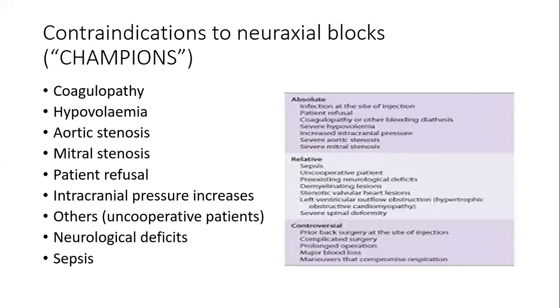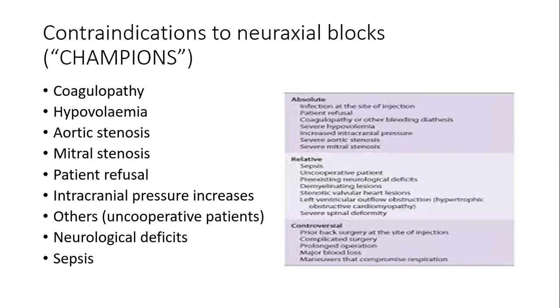Under absolute, infection at the site of your spinal injection, patient's refusal, coagulopathy, or other bleeding diathesis, and there have been some controversies as to whether coagulopathy should actually be absolute or relative. Severe hypovolemia, intracranial hypertension, and the fixed cardiac output states, severe aortic stenosis, and severe mitral stenosis. These are traditionally considered as absolute contraindications to neuraxial block.